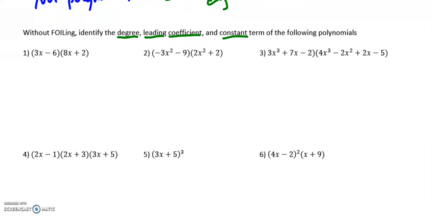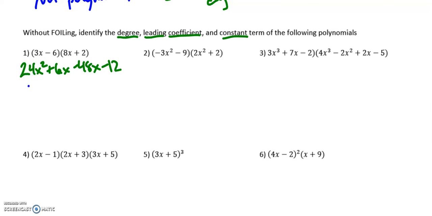So when I look at polynomials in what we call factored form, I want to be able to identify those three things without actually having to FOIL it out. So if you look at the first example, if I were to start FOILing this out, I'd get 24x squared plus 6x minus 48x minus 12. And I could go ahead and combine like terms and go from there. But what I want to be able to do is identify these things without actually FOILing.